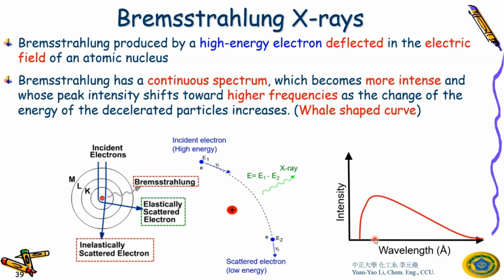So if the wavelength decreases, that means energy increases. The energy increases, and you find more particles. That means the intensity increased. The intensity of the photons increased. So you get this shape we call the well-shaped curve. So the X-ray is the combination of the Bremsstrahlung X-ray and also the characteristic X-ray. So low angle scattering and high angle scattering. Okay.